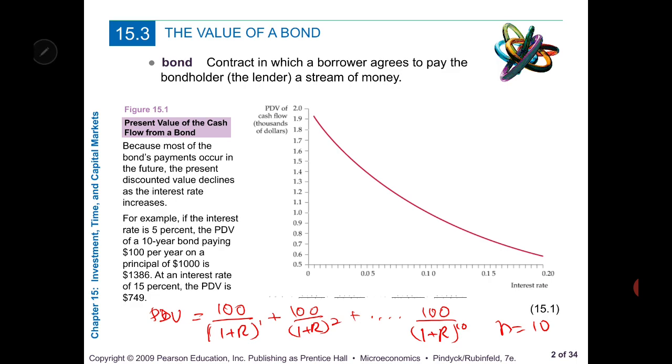The principal is 1,000, and what is the interest rate? If the interest rate is 5%, then the PDV of a 10-year bond is 1386. If the interest rate is 15%, then it's 749.